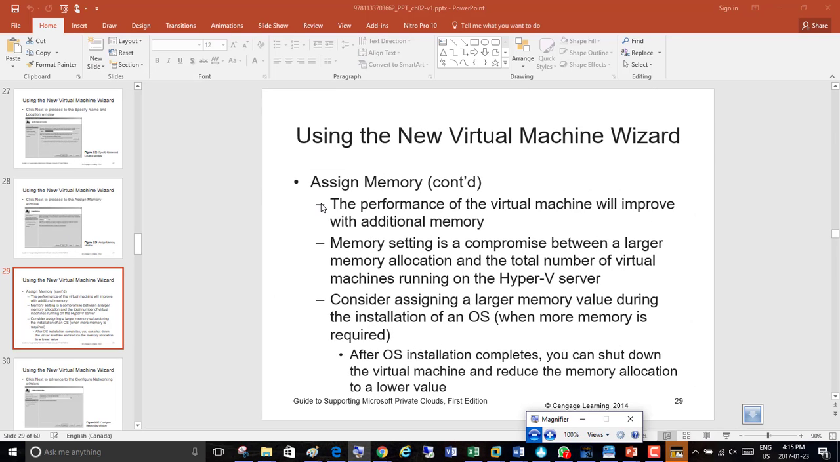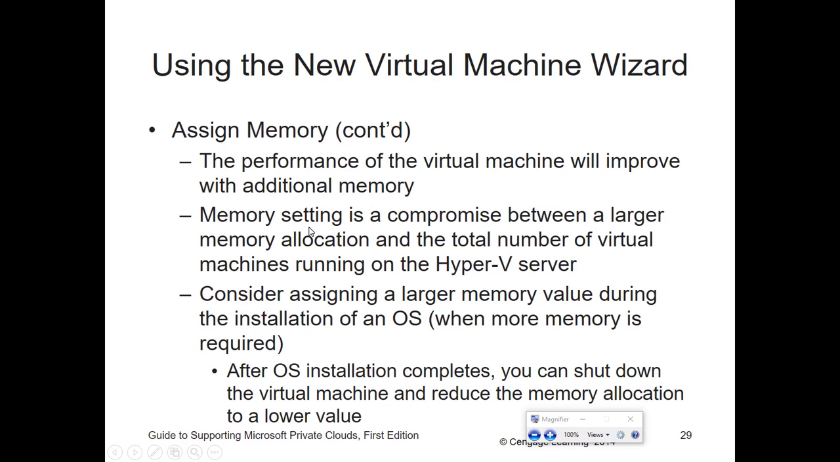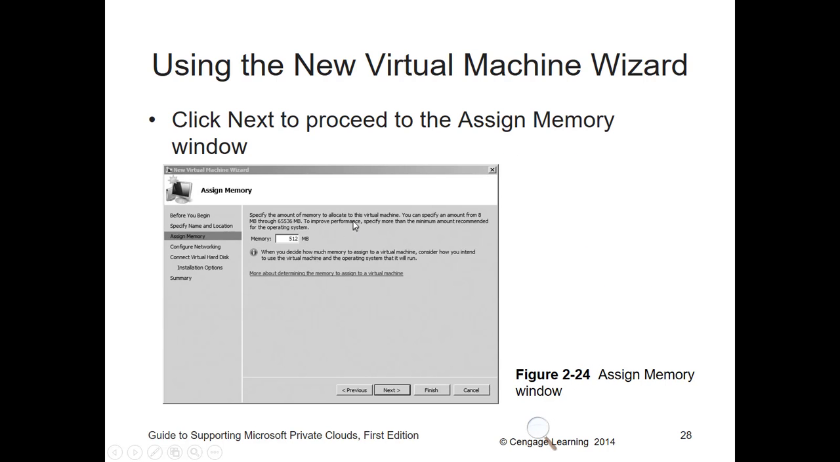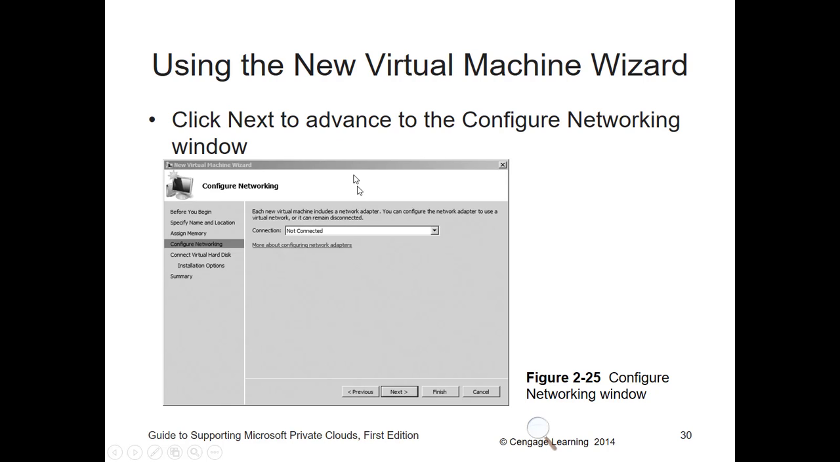And then it's continued here, assigned memory, the performance of the virtual machine will improve. Memory setting is a compromise between a larger memory allocation and the total number of virtual machines running on the Hyper-V. So every virtual machine is always fighting for memory. So you have to decide which virtual machine to give proper memory and which virtual machine you can just give lesser memory, right? So it's our decision as a system administrator.